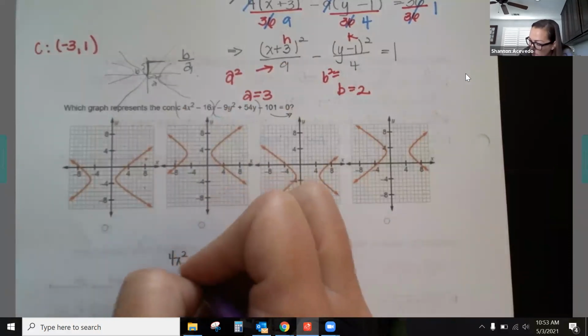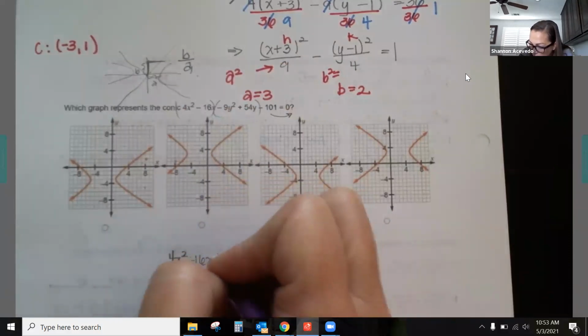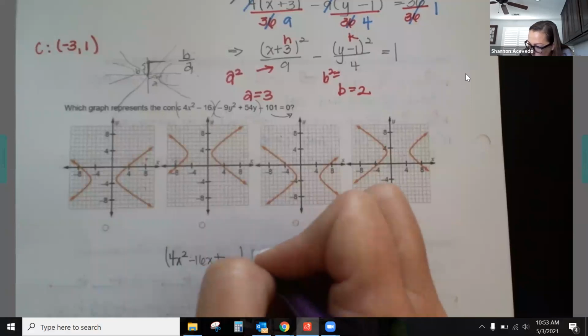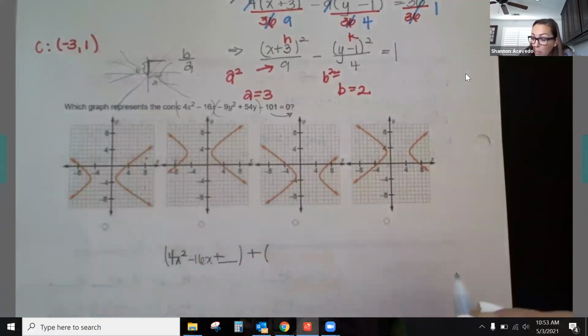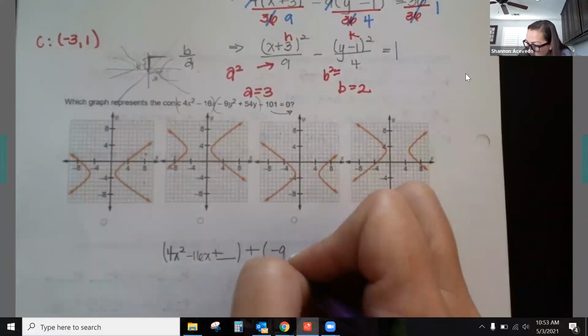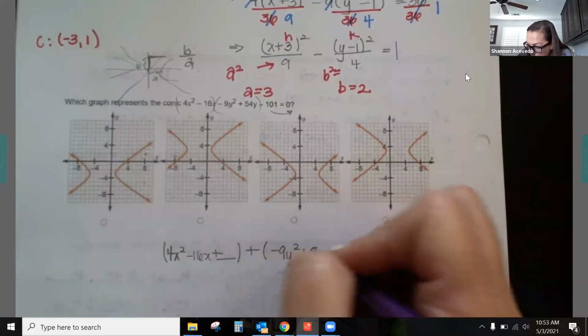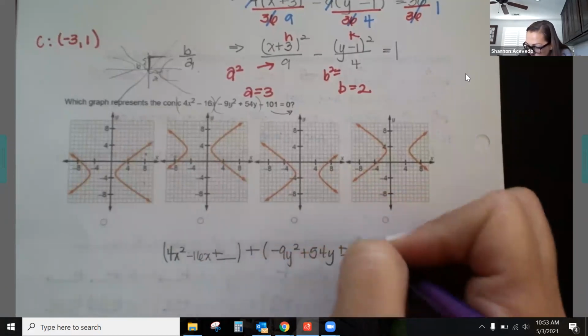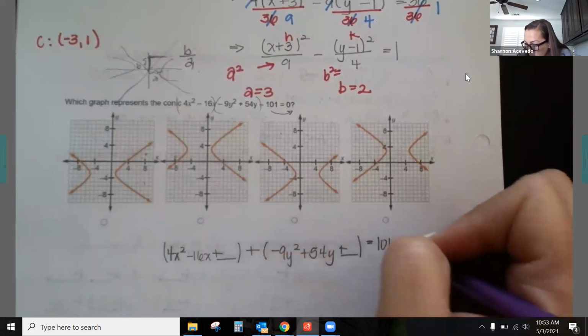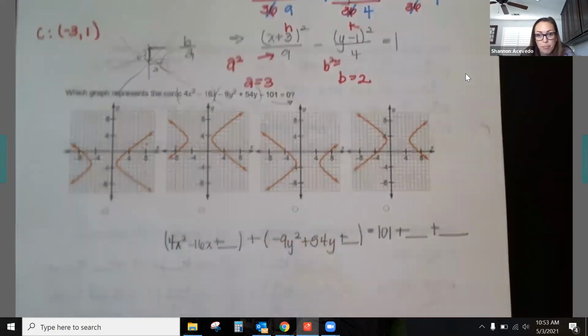So it's going to be 4x squared minus 16x plus blank, plus, I'm always writing plus, and then here's my other parentheses, negative 9y squared plus 54y plus my blank is equal to 101 plus blank plus blank.